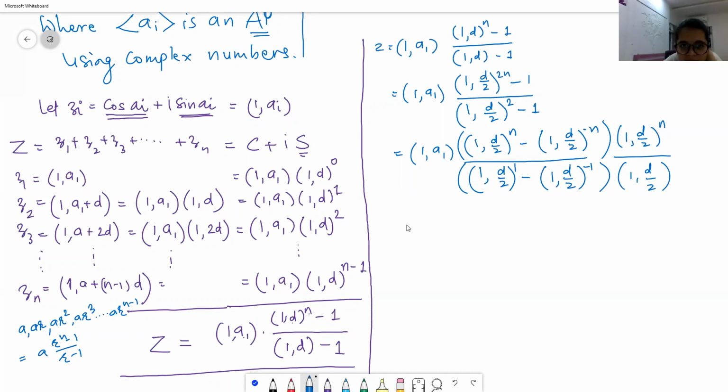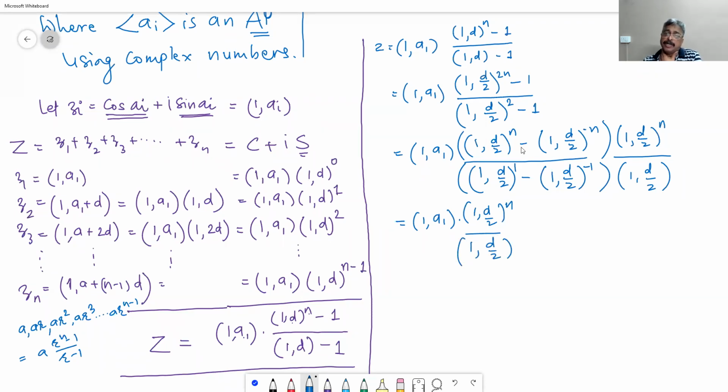Yes. So this is (1, a1) into (1, d by 2) raised to n upon (1, d by 2). So that is this part. Now let us look at this. What is this? This is (1, d by 2) minus (1, d by 2) raised to n bar.